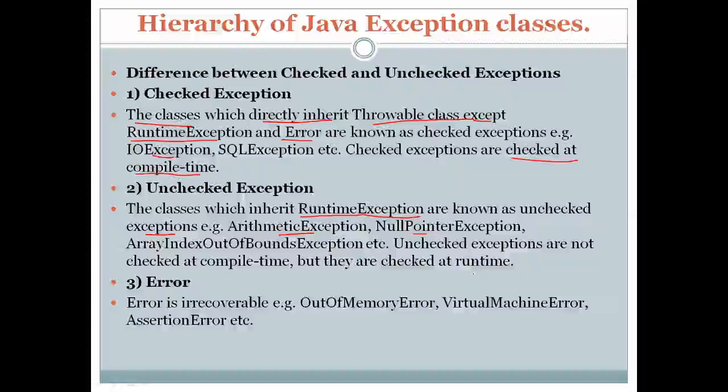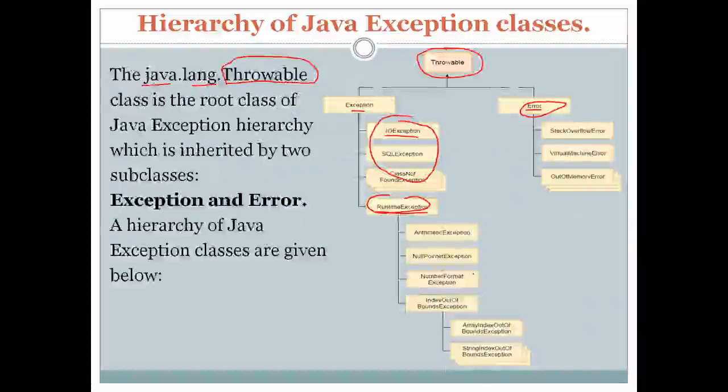And which are the unchecked exceptions? The classes which inherit RuntimeException. Now this is RuntimeException, and these are the classes which inherit RuntimeException. And these are called unchecked exceptions because these are checked at the time of execution, not at the time of compilation.